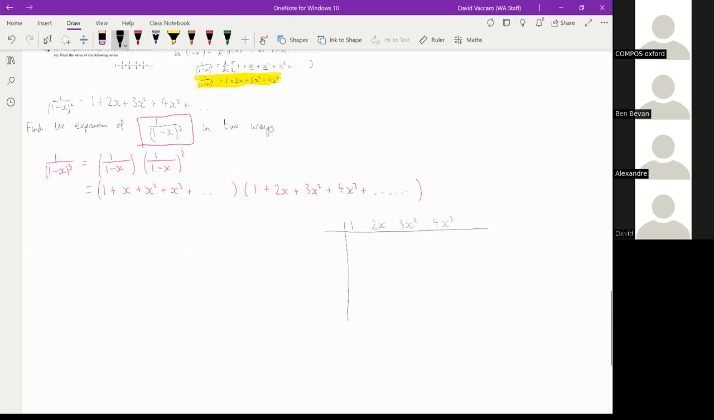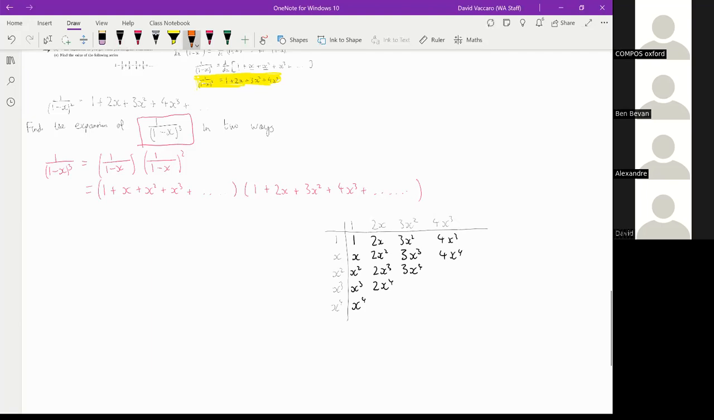So this is my 1 plus 2x plus 3x squared. This is my 1 plus x plus x squared plus x cubed plus x to the 4. And let's start multiplying out. So we've got 1, then we've got 2x, 3x squared, 4x cubed. Then we've got x, 2x squared, 3x cubed, 4x to the 4. Then we've got x squared, 2x cubed, 3x to the 4. Then we've got x cubed, 2x to the 4. Then we've got x to the 4.